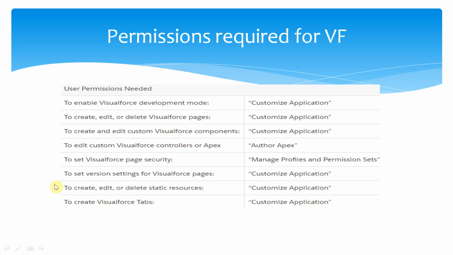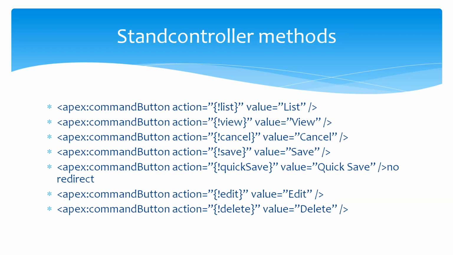Now if you want the permissions required, somebody needs to create a Visualforce page. These are the permissions that need to be on the profile. If some user comes running to you saying that I am not able to edit or create a Visualforce page, what you have to do is go to the profile of that user and see that he has got these following permissions correctly. So what are the standard controller methods? We can list, view, cancel, save. So these are the methods that we have. Okay, you can also do a delete.